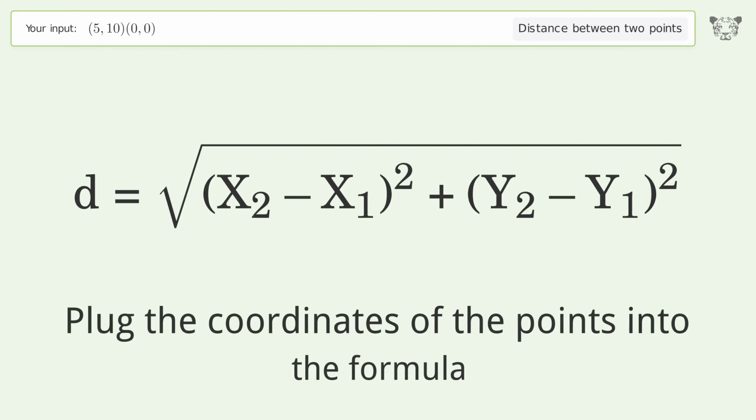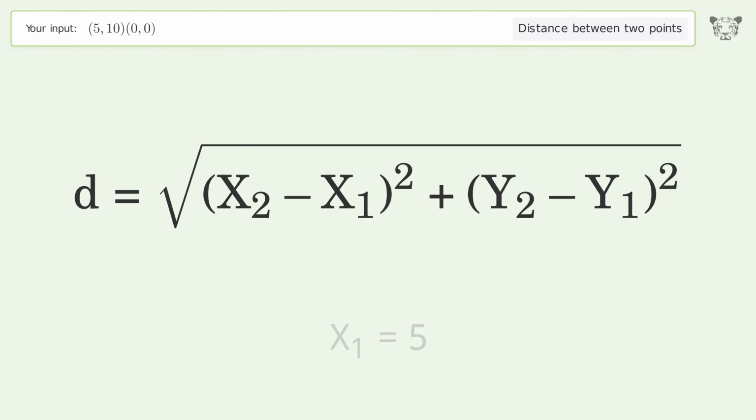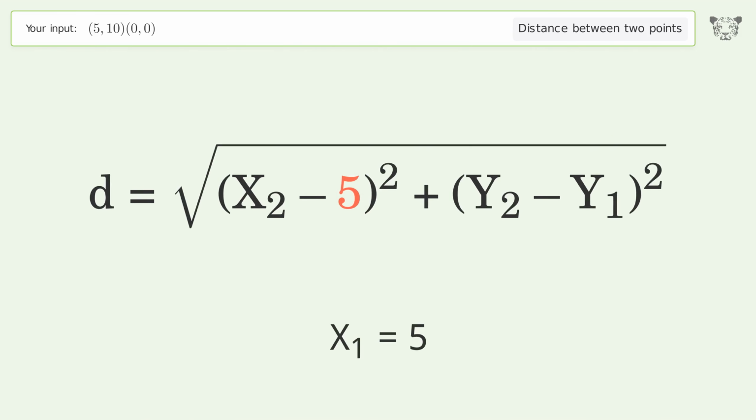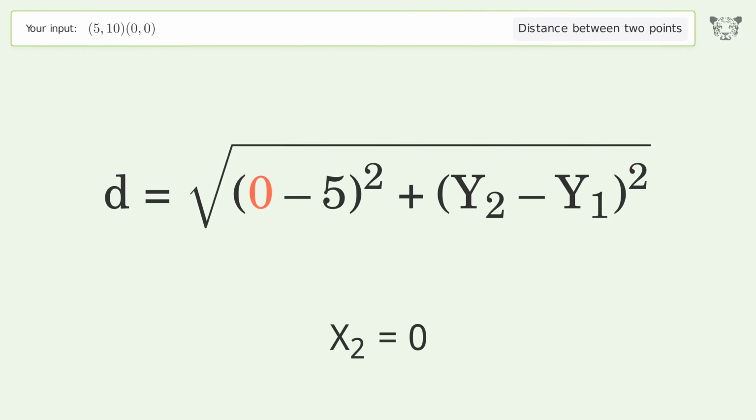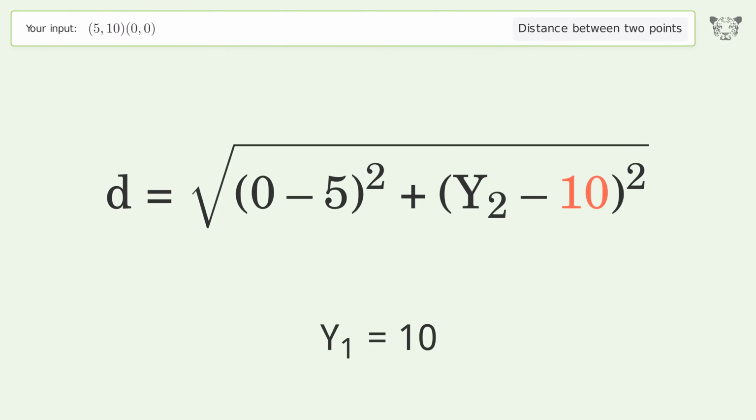Plug the coordinates of the points into the formula. x1 equals 5. x2 equals 0. y1 equals 10. y2 equals 0.